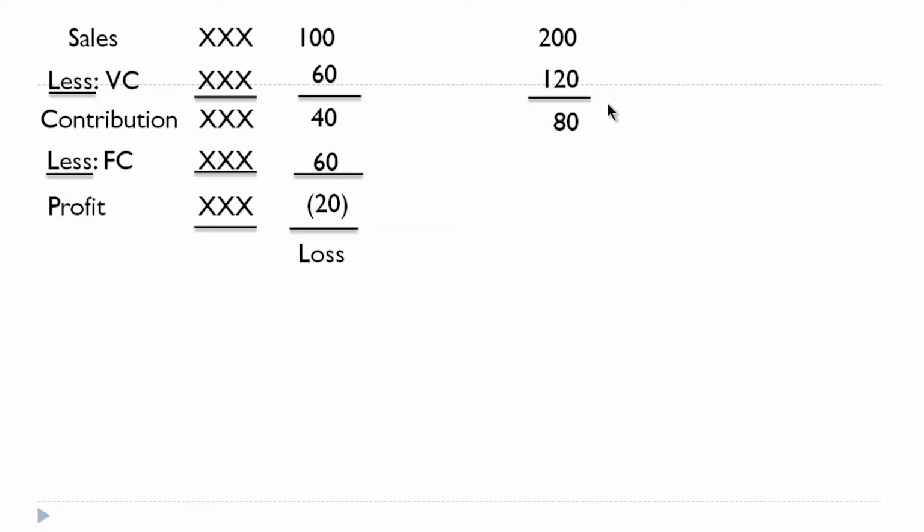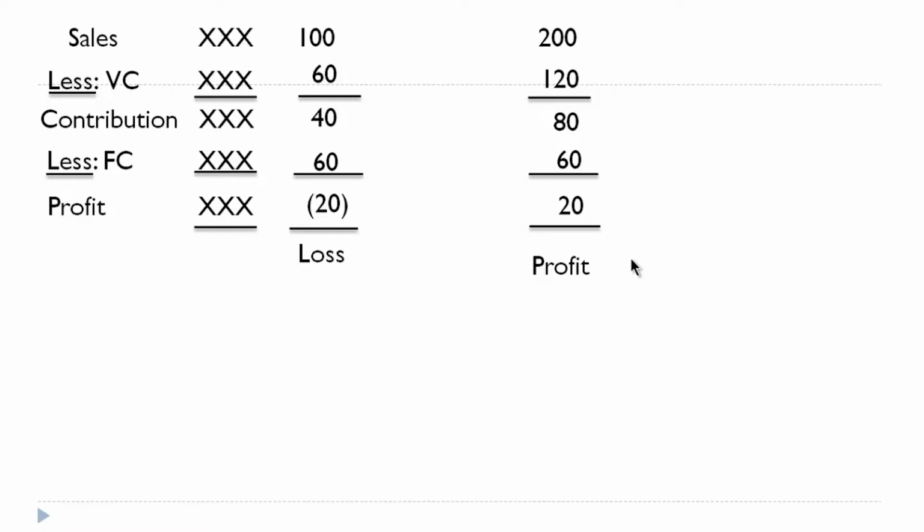But what about the fixed cost? Would the fixed cost also jump along with sales? No, it will not. That's why it is called fixed, and the cost which jumps or moves along with sales is called variable cost. Here 60 has moved along with sales, so 60 has become 120, whereas fixed cost will remain fixed even if the sales level goes up. So here the fixed cost will remain at 60. So now there is a profit. A profit of how much? 80 minus 60, a profit of 20.